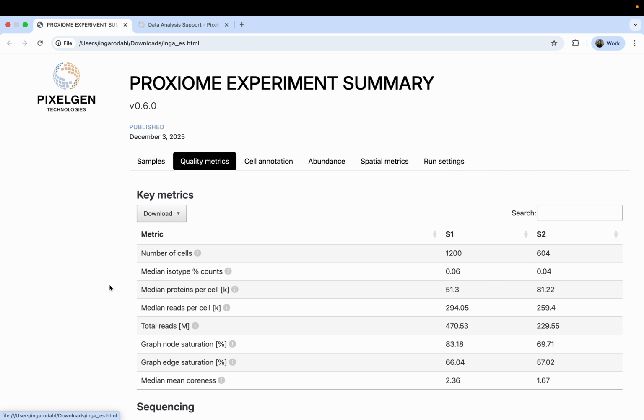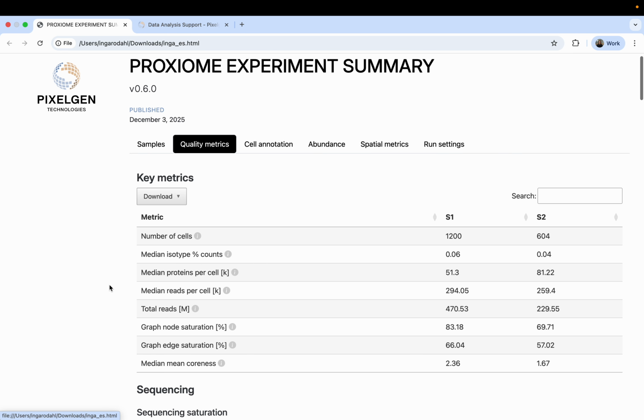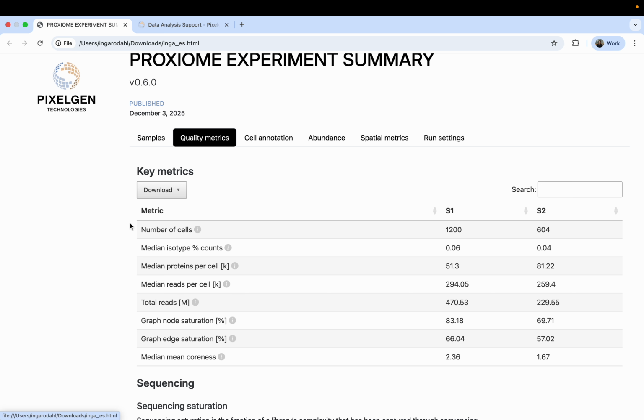The second tab is the quality metrics, and here we have a list of different metrics. If you're unsure what any of these means, we have this information symbol that you can hover above to get additional information about each of these metrics. The first thing we'll look at is the number of cells. And here we can see in sample 1 that we have about 1200 cells, and the second sample has 600 cells, so half the number.